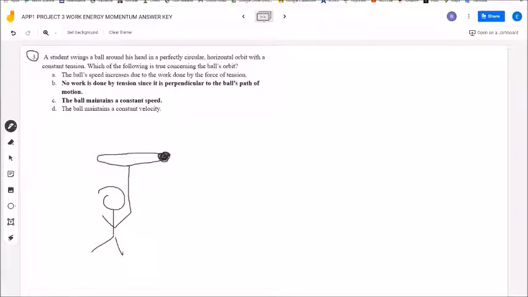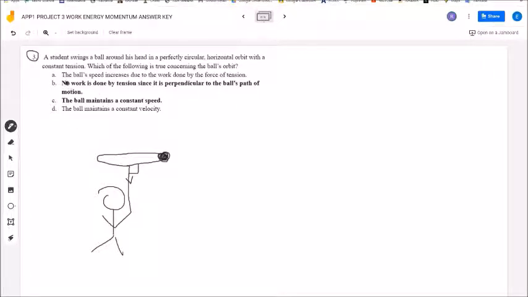So we know that the ball is not moving vertically whatsoever. It is only moving horizontally. Now the tension force is only acting vertically. So there's no way that the vertical tension force could affect the work done, or affect the ball's speed, since they're perpendicular to each other and have no components in the same direction. So answer choice A is incorrect.